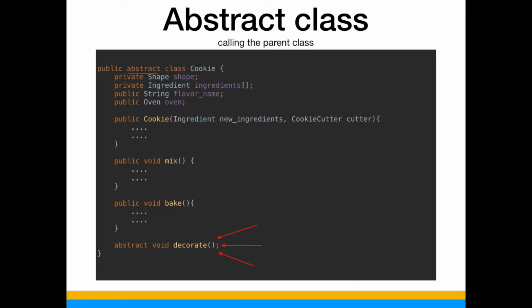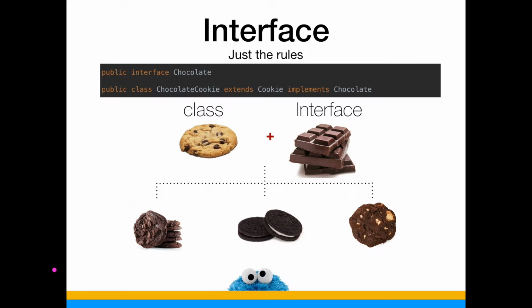In this case, I decided to define the abstract method as decorate, because cookies can have very different decorations. That means any class that subclasses this one needs to implement this function, needs to have code for it. It's mandatory. Otherwise, it will say either define it as abstract, by adding this keyword, or define it as a traditional class. An interface is the opposite extreme.